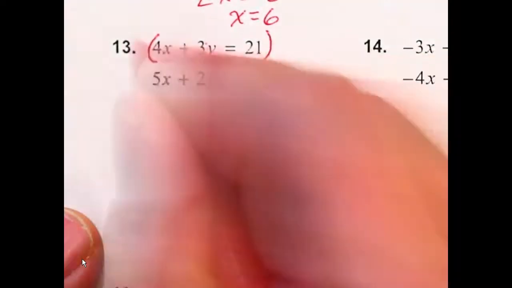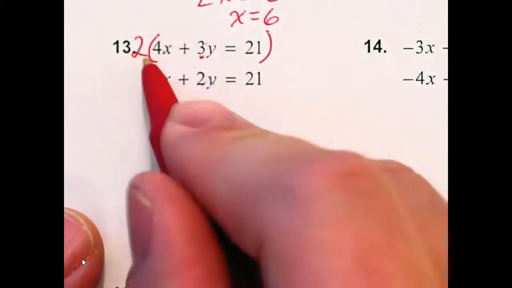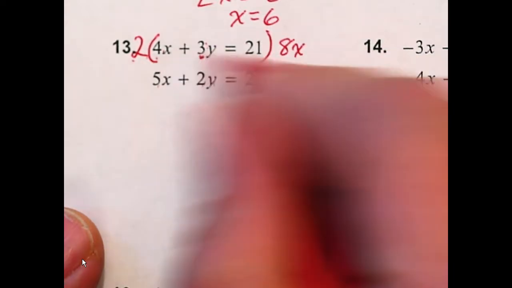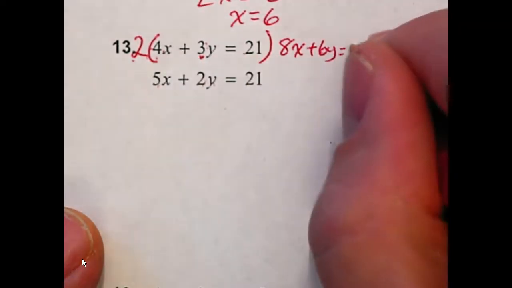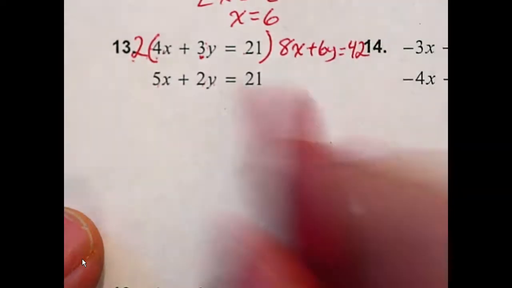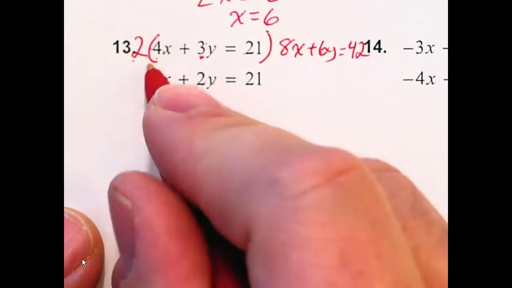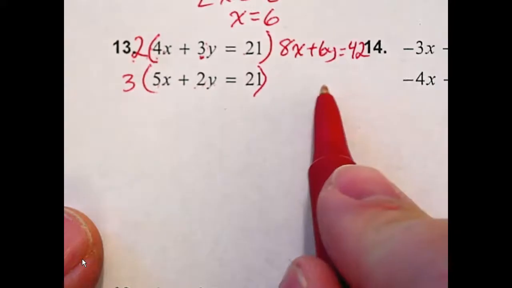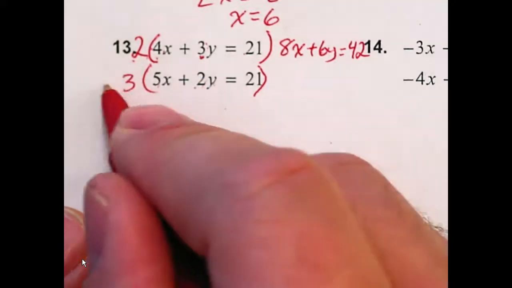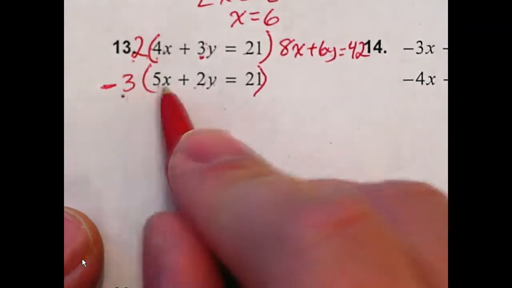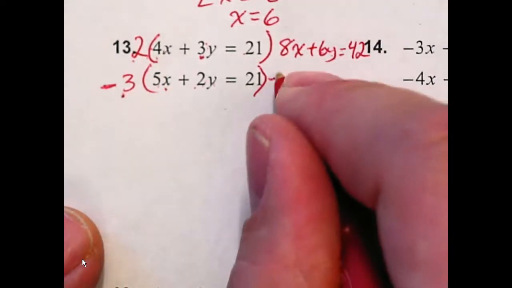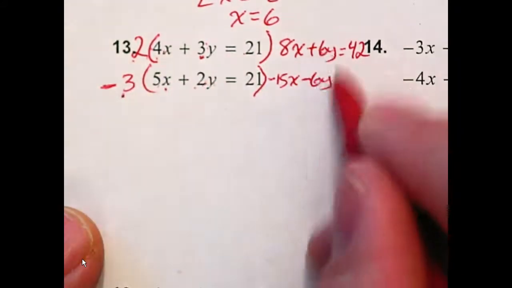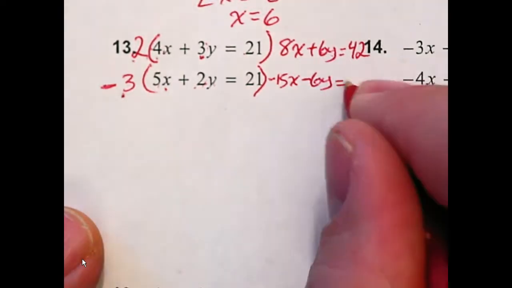If I multiply the top by 2, that's going to give me a 6 here. So I get 8x and 42. I like that number. Now, what do I have to multiply the bottom by then? 3. If I multiply by 3, am I going to get opposites? It has to be negative 3 because I need a negative 6y. So that would give me my negative 15x, but it would also give me a negative 6y, which is what we want because now these are going to cancel. And then negative 63.